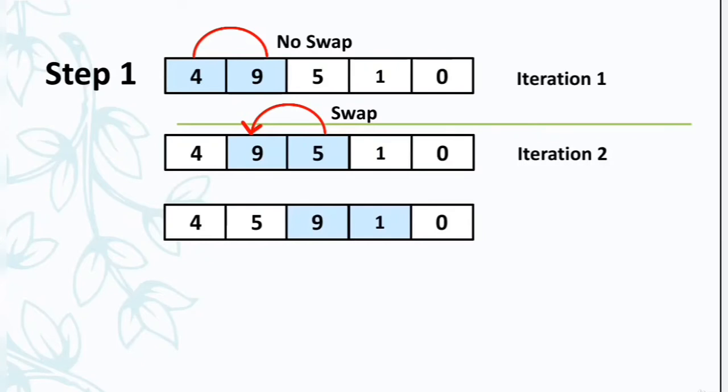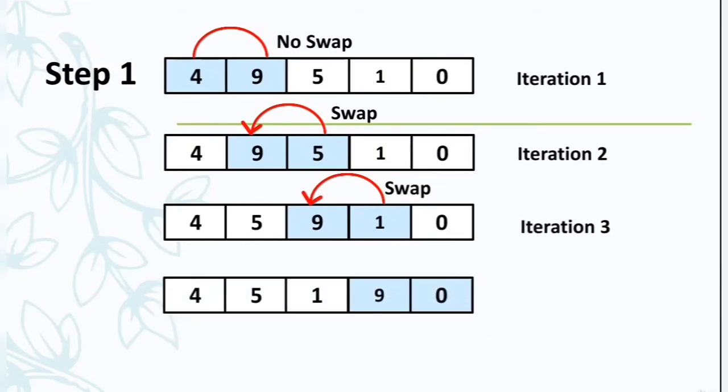Again, in the third iteration, we compare the elements present at the second and third index positions, that is, in this case, 9 and 1. Again, as 1 is smaller than 9, we need to swap the elements. So this is basically the third iteration. And in the fourth iteration, at index positions 3 and 4, again we compare the elements. In this case, as 0 is smaller than 9, we need to swap the elements.